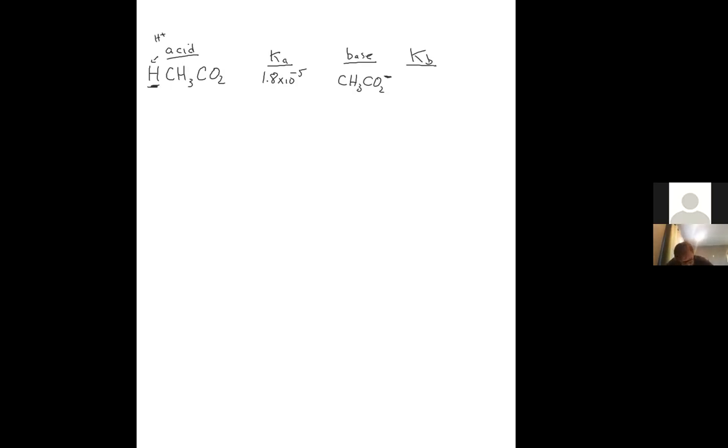Now the value of Kb, pretty simple. We have this relationship, Kw is equal to Ka times Kb. So Kb would just be Kw over Ka. So 1.0 times 10 to the minus 14, sorry, I got that wrong at first, divided by 1.8 times 10 to the minus 5. And I think that comes out to about 5.6 times 10 to the minus 10, if I'm correct. Okay.